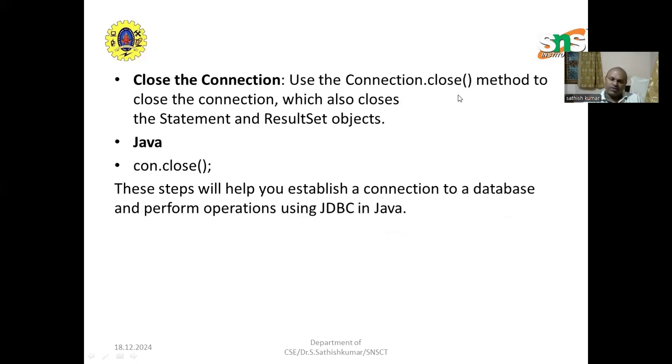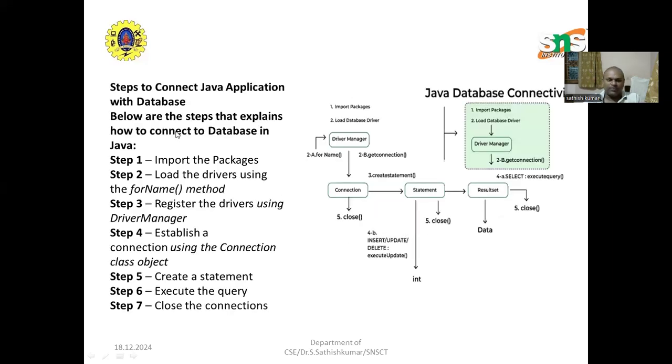Close the connection. Use the connection.close method to close the connection, which also closes the statement and result set objects. So con.close. These steps will help you to establish the connection to a database and perform operations using JDBC. So these are the steps to connect the Java application to the database.